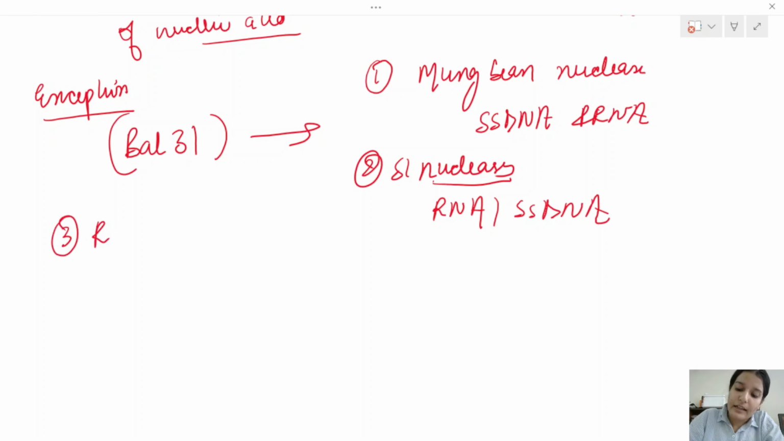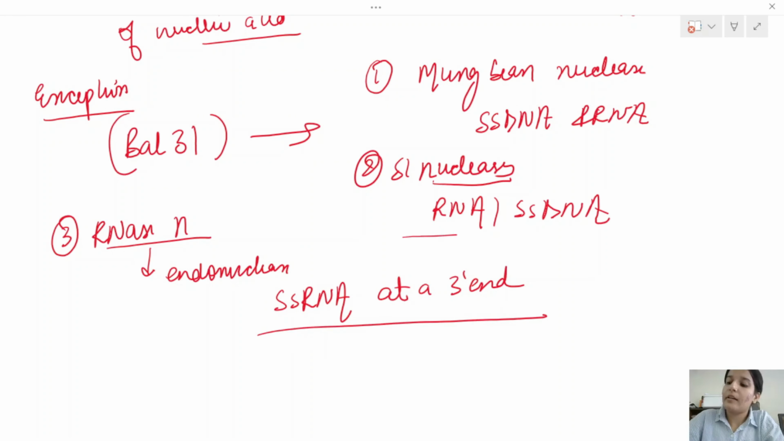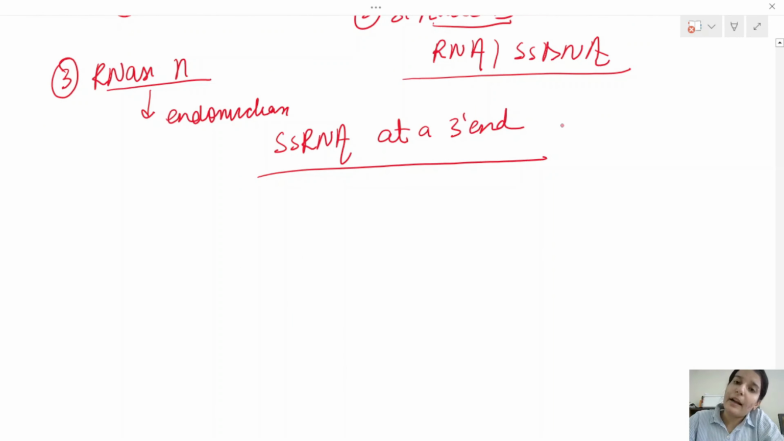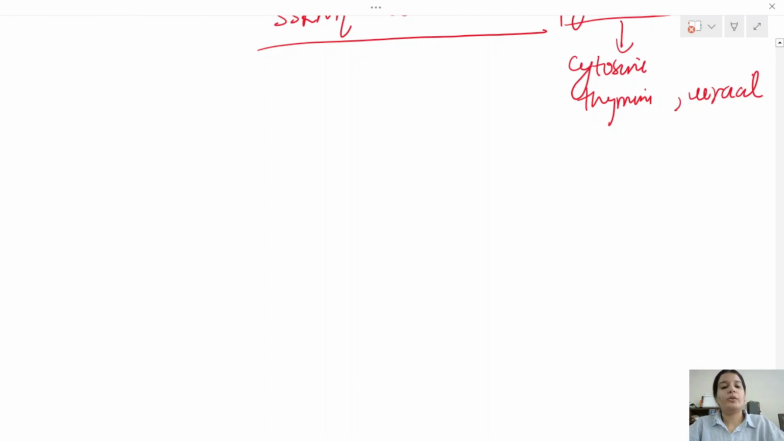The third one is RNase H. It is an endonuclease which digests single stranded RNA at a 3' end, where there could be a pyrimidine residue. You must be aware of pyrimidines and purines. Under pyrimidines come cytosine, thymine, and uracil. So that is all.